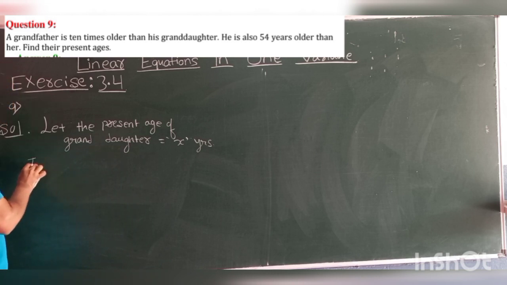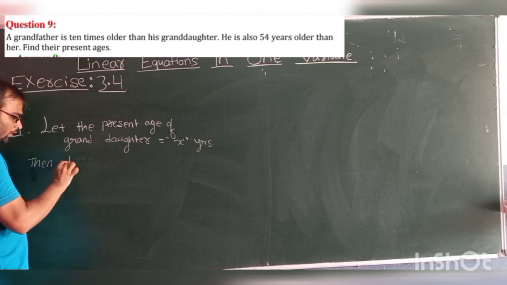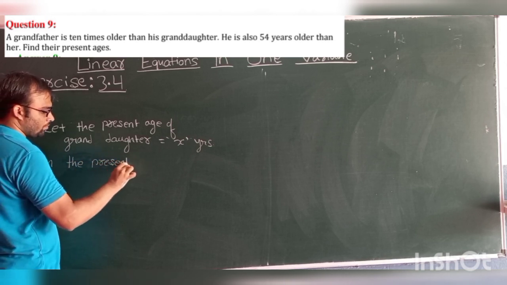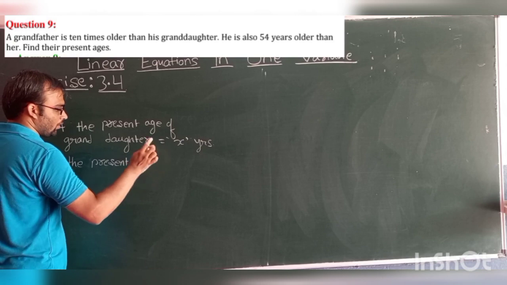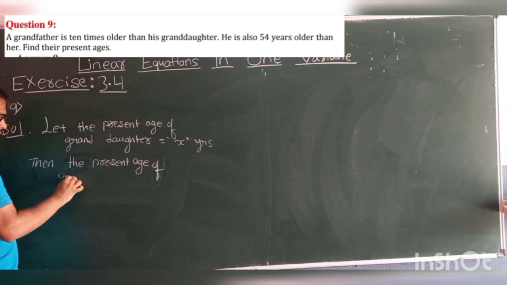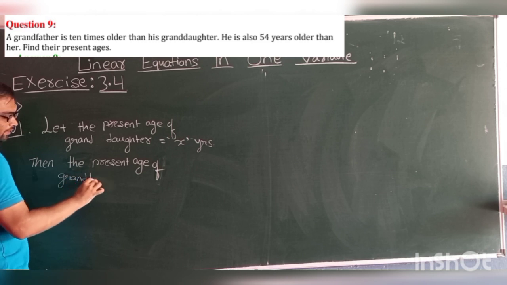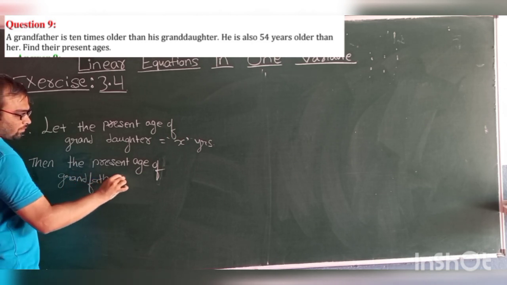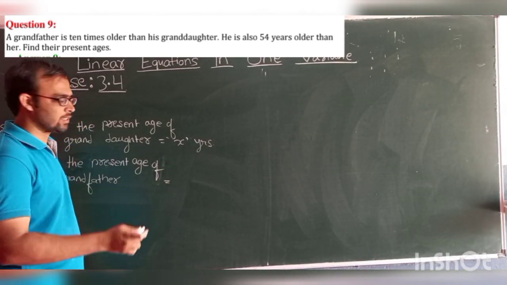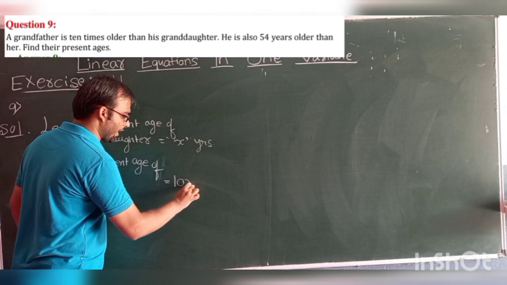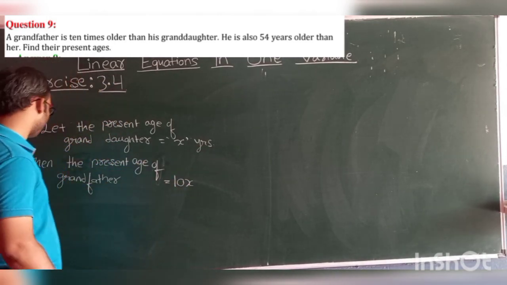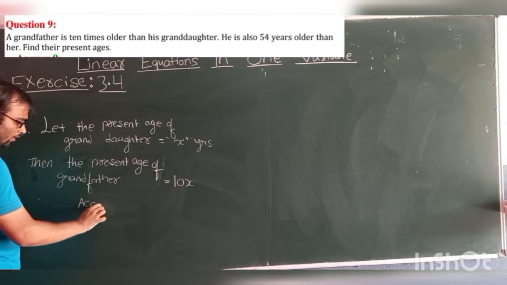Then the present age of grandfather equals to how much? Grandfather is 10 times older than his granddaughter, that is 10x. If the age of granddaughter is x, then 10 times, that is 10x. According to the question.